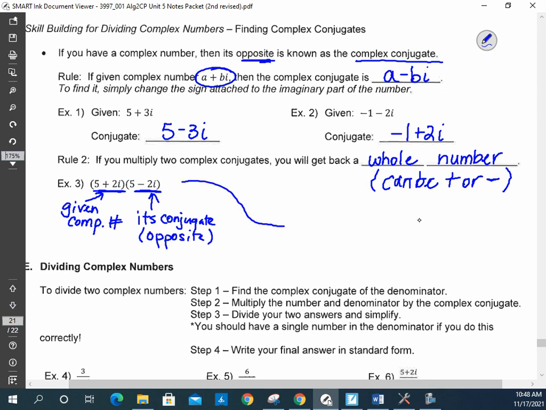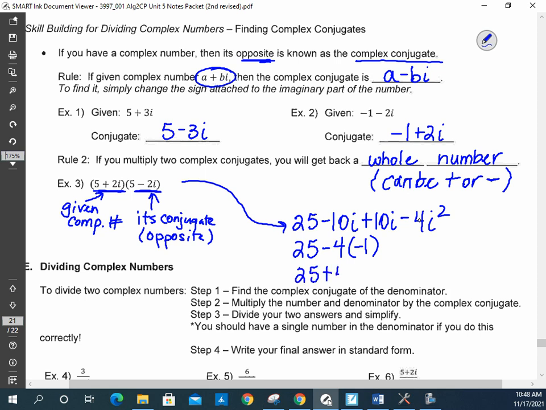So this answer was 25 minus 10i plus 10i minus 4i squared. The middles dropped out, and we changed i squared to negative 1. 25 plus 4 is 29. So we got a whole number back. It just so happened to be positive this time. It could be negative, so don't think that it can't happen.